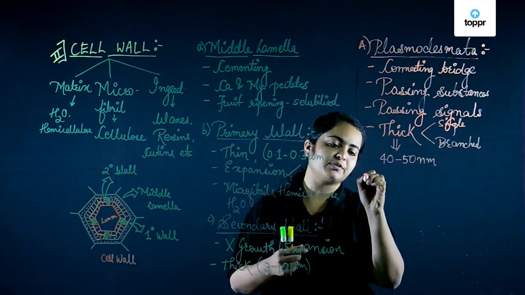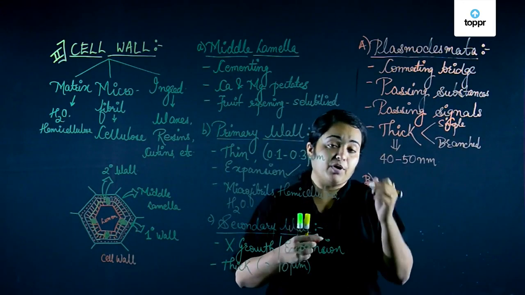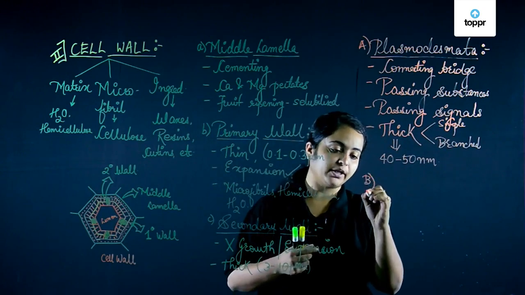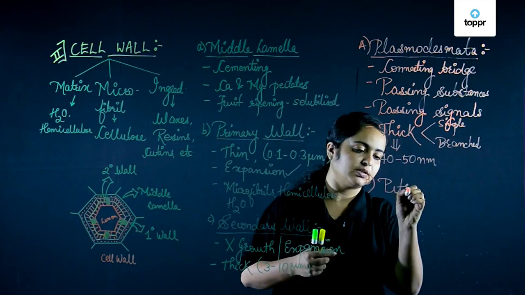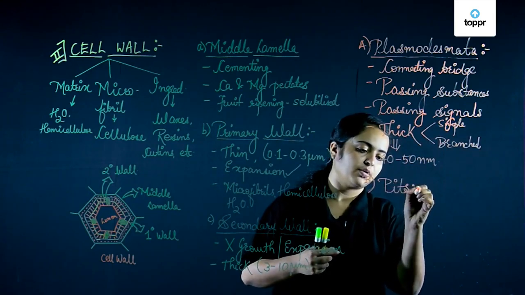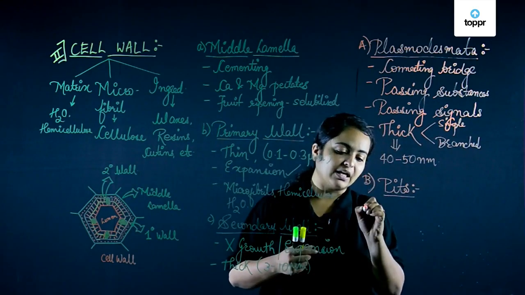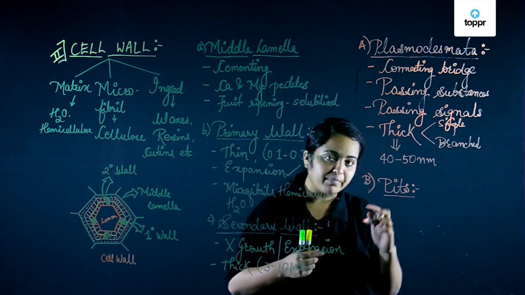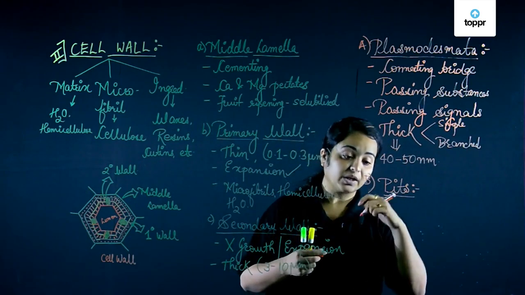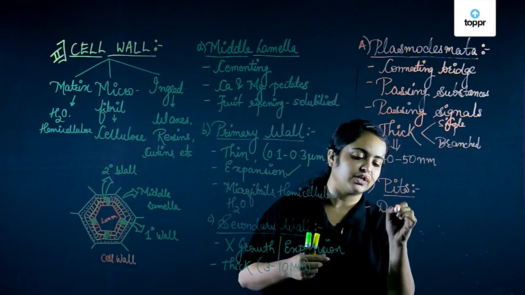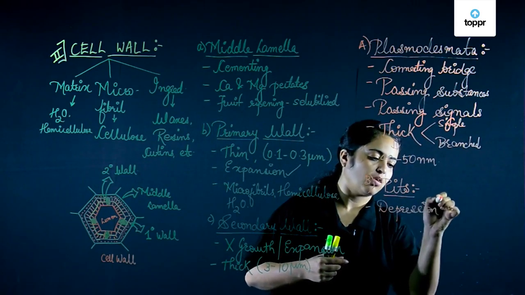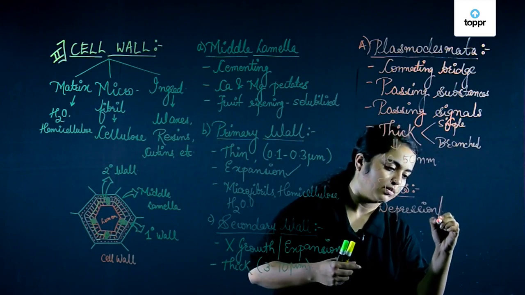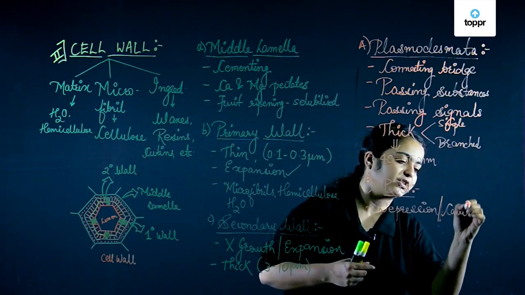Now, after plasmodesmata, the other important component or constituent of the cell wall that we need to know is pits. Pits are nothing but certain membrane-bound depressions, or cavity-like structures.